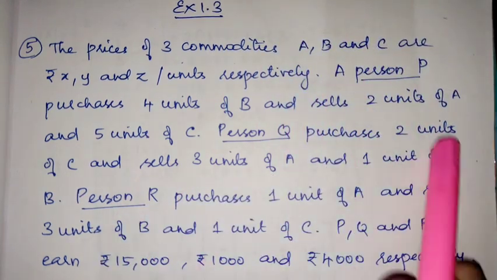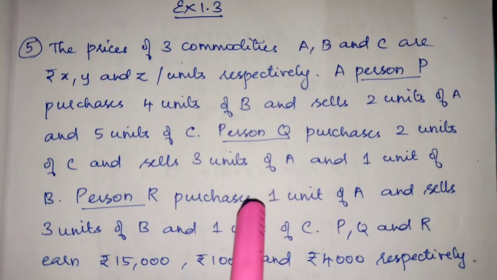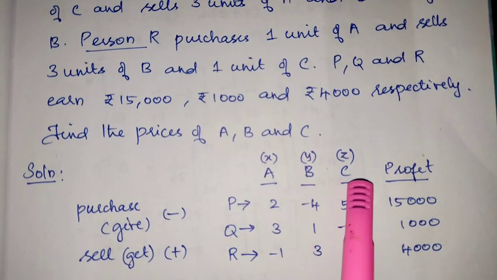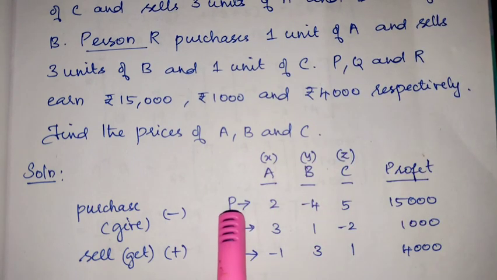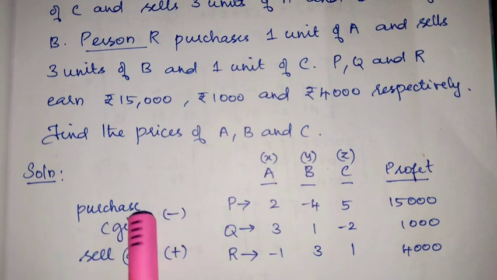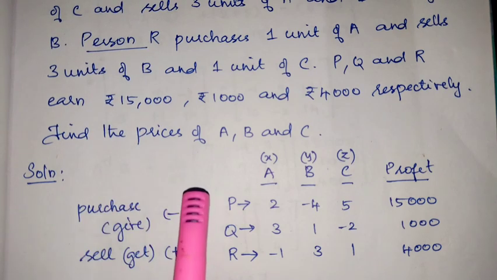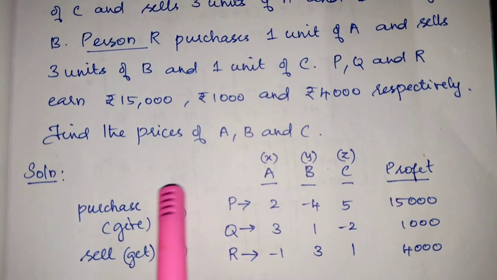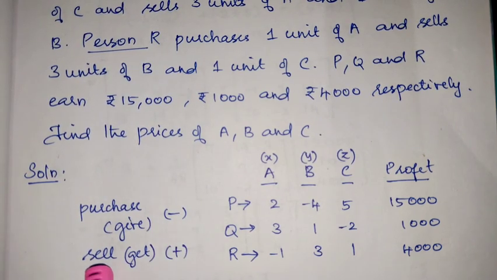Now this particular information has to be converted into equations. So for that I will give you a small hint. Now A, B, C, the question is given that it can be taken as rupees X, rupees Y and rupees Z, and person P purchases and sells. So purchase means you give. When you purchase something we have to give the money. When you sell something you will get money. So when you give money, that means negative. When you get money you will take this positive. So that is very important. So purchase means minus, sell means plus.